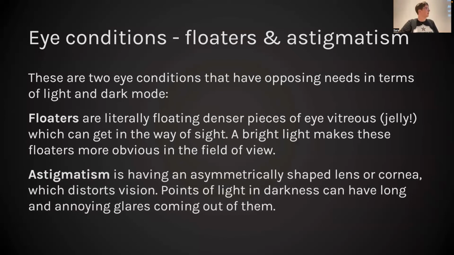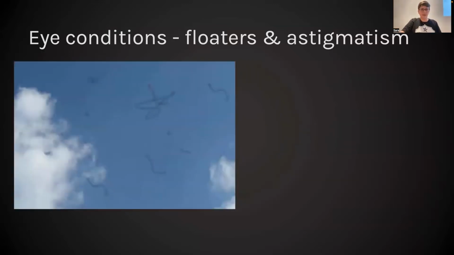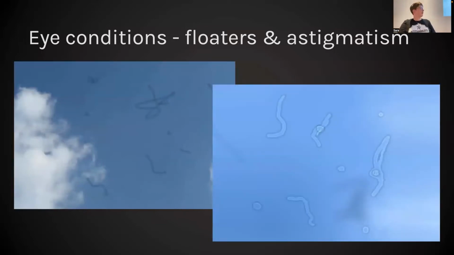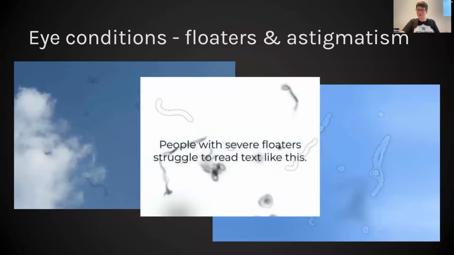And then astigmatism is when the cornea and the lens are a slightly odd shape. It makes glares and, well, I'm about to show you pictures anyway, but points of light and darkness can have long and annoying glares coming out of them. So for example, actually somebody who has them told me it's more like that second picture. And it's not often that's quite high contrast for floaters, I understand, but they can be quite in the way. For example, and I think that's also quite a high contrast example, but if you imagine you had a whole page of black on white text, and these things are just sort of moving in front of it, that's going to get annoying and probably cause you headaches after a while.